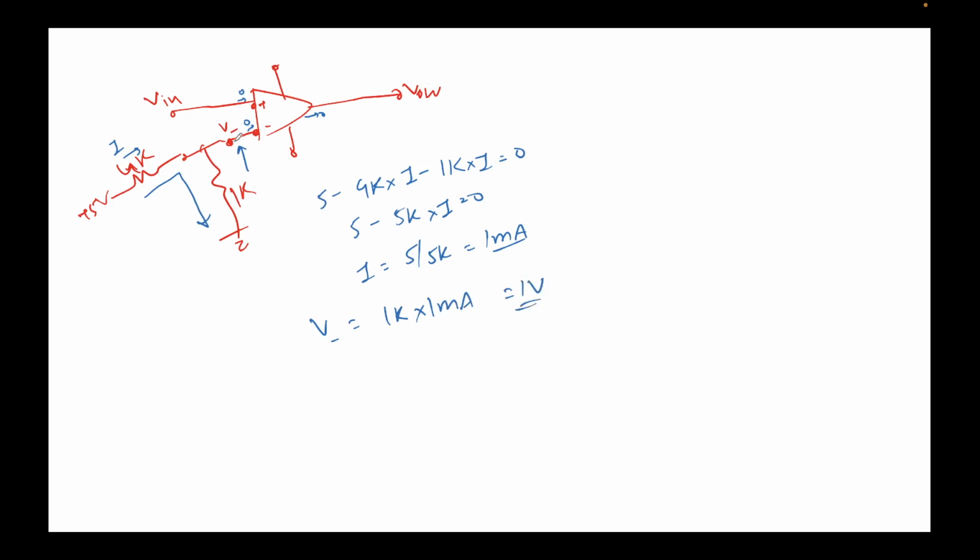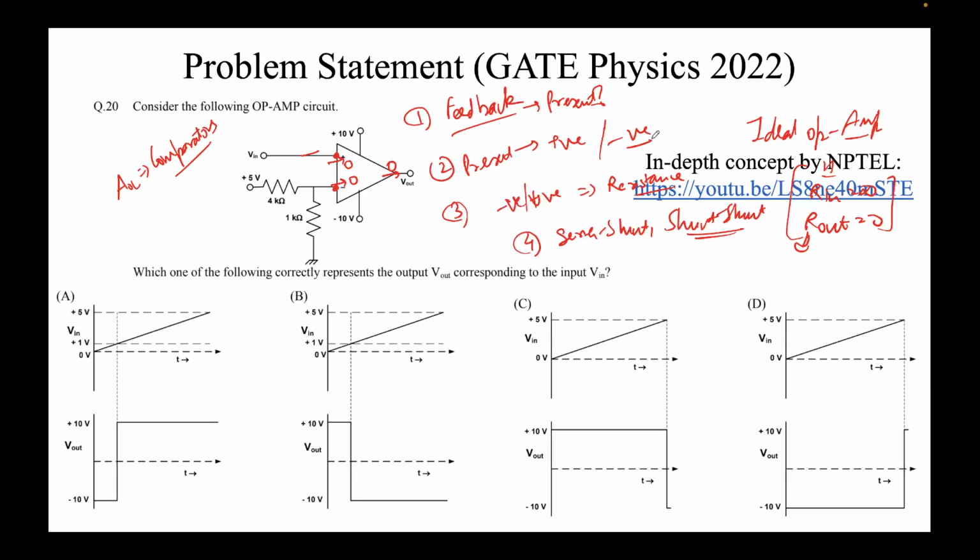Very good. So now we know that the reference voltage is 1 volt. What does this mean? Whenever V in is greater than 1 volt, we will get plus V sat, and when V in is less than 1 volt, we'll get minus V sat. Very simple problem. So this is our V in. When V in is greater than 1 volt, we should get V sat, and when V in is less than 1 volt, we should get minus V sat.